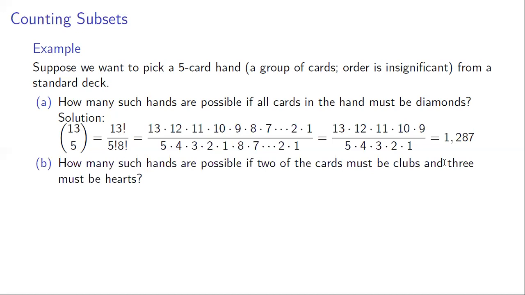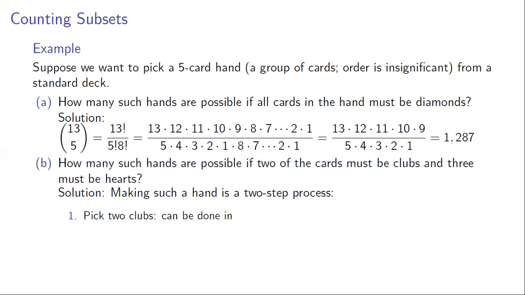Okay, next part of the question: how many such hands are possible if 2 of the cards must be clubs and 3 must be hearts? So making such a hand, right? Making a hand of 5 cards where 2 of them must be clubs and 3 must be hearts is a 2-step process. First, we want to pick 2 clubs. How many ways can this be done? How many different ways can we pick 2 clubs?